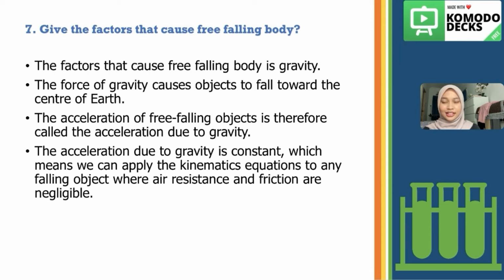Number 7. Give the factors that cause a free falling body. The factor that causes a free falling body is gravity. The force of gravity causes objects to fall towards the center of Earth. The acceleration of a free falling object is therefore called the acceleration due to gravity. The acceleration due to gravity is constant, which means we can apply the kinematic equations to any falling object where air resistance and friction are negligible.